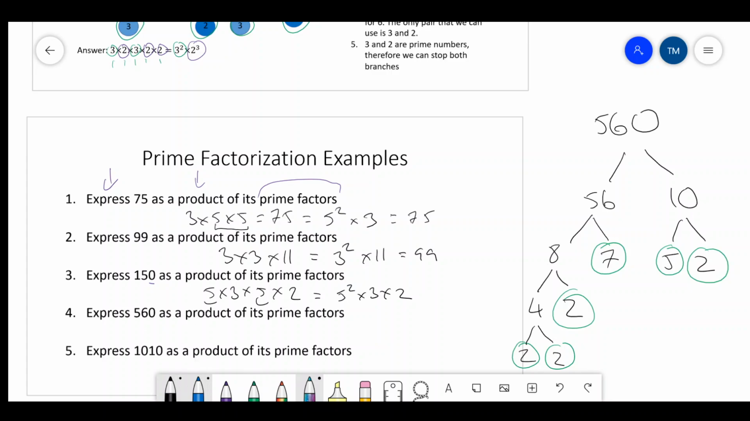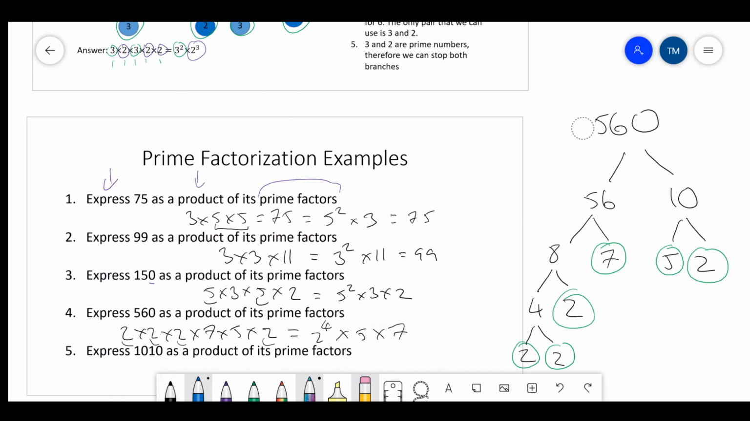And then to finally write it up, we say, well, it's 2 times 2 times 2 times 7 times 5 times 2, which is equal to, well, we've got 1, 2, 3, 4 lots of 2, so that's 2 to the power of 4 times 5 times 7 is our result.